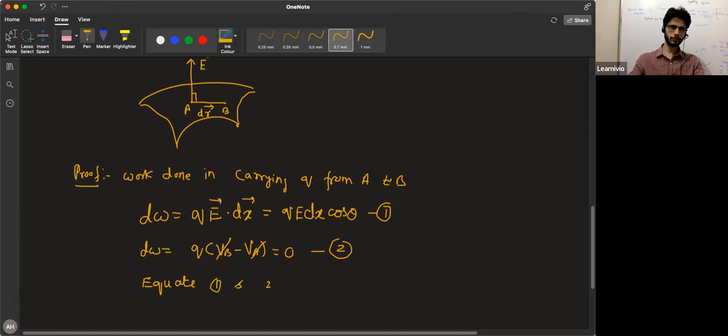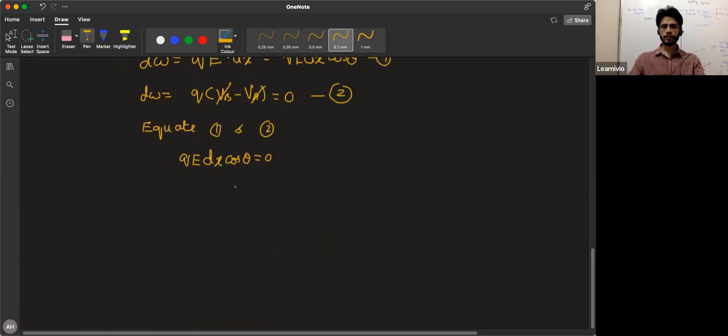Equate 1 and 2. So we have QE dx cos theta is equal to 0, because we are calculating the same work done, just the paths are different. Or you can say that cos theta is equal to 0. Or you can say that your theta is 90 degrees. So electric field is always perpendicular to equipotential surface.